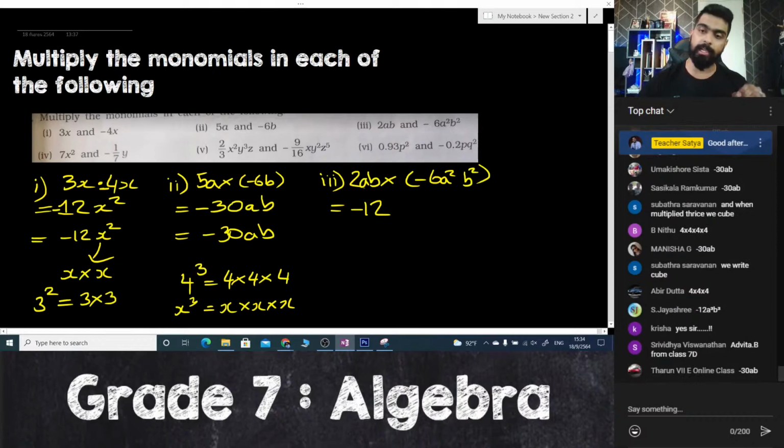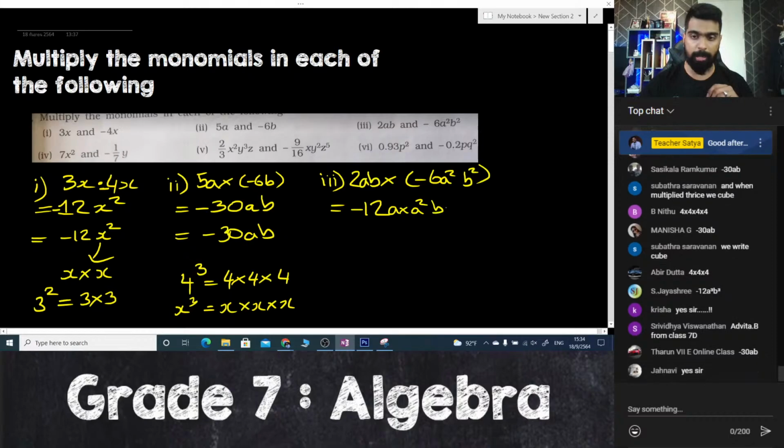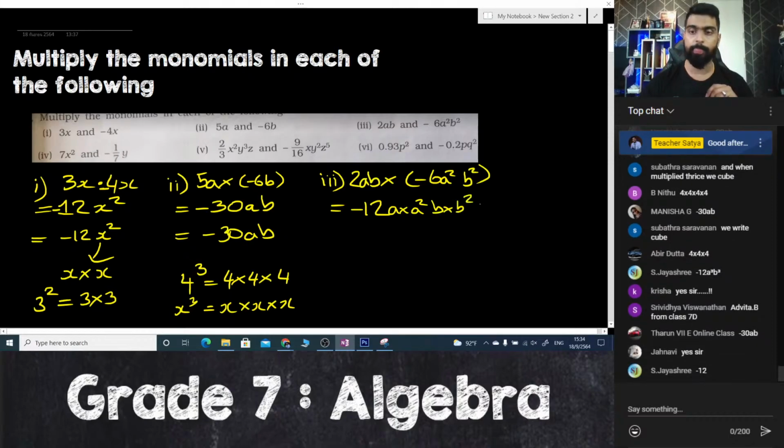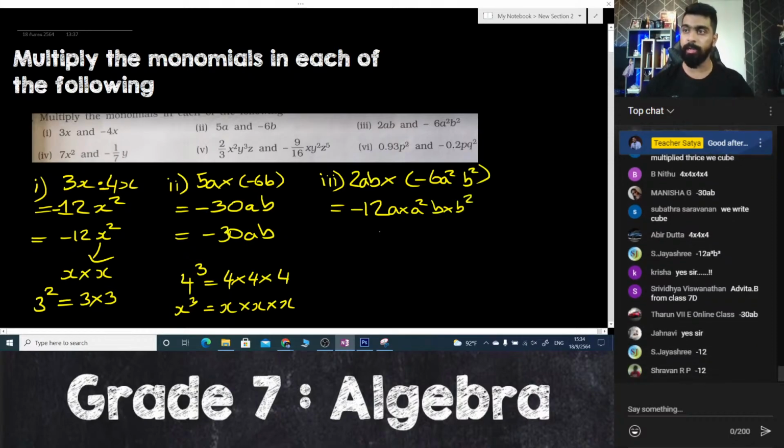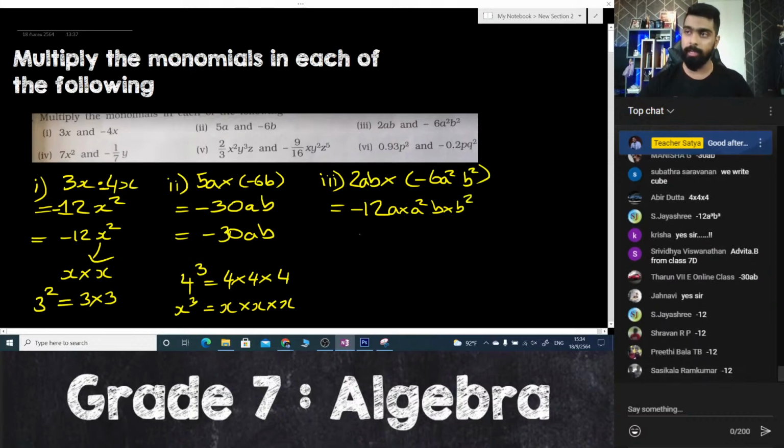Now we will be taking a and multiplying it with a squared. Maybe I can write it down right here. So a multiplied with a squared, and then we're going to take b and multiply with b squared. Very good, Jayashri and everyone else. You're getting the correct answer.